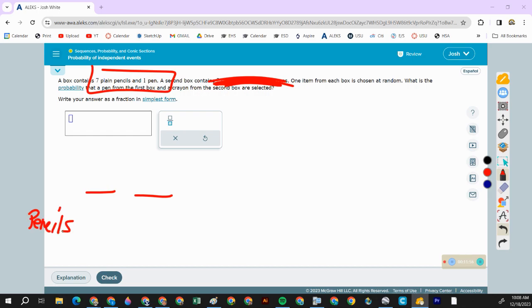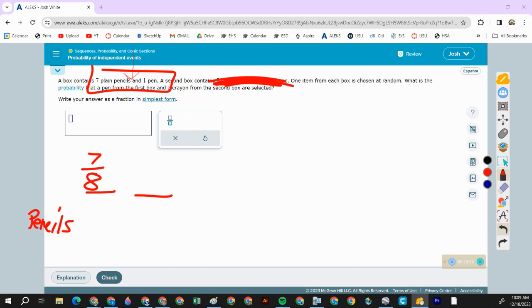Well, when I reach into the box, what is the chance that the first draw is a pencil? There are 7 pencils, and there are 8 total items. If I leave that pencil out, and I redraw, does draw 2 depend on draw 1? Yes. There are fewer pencils in the box than there used to be. Right? Do you guys get that?